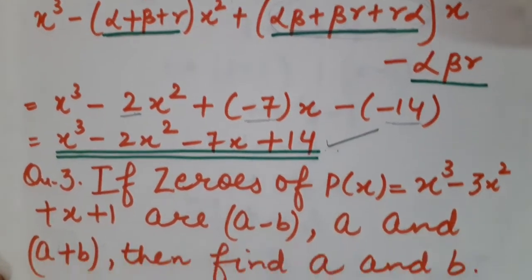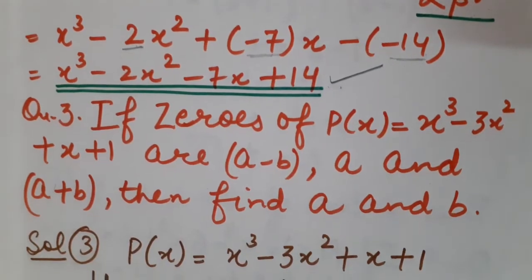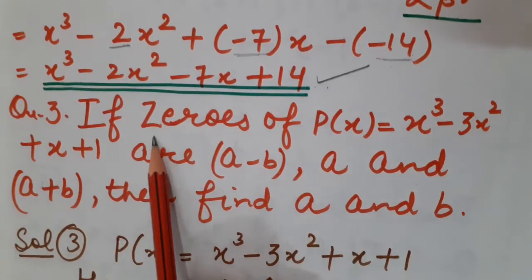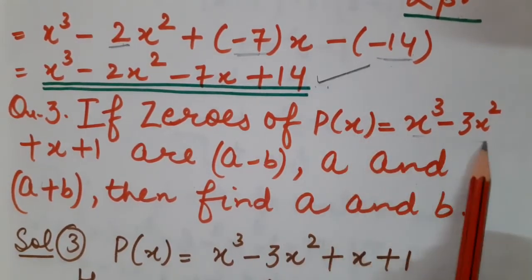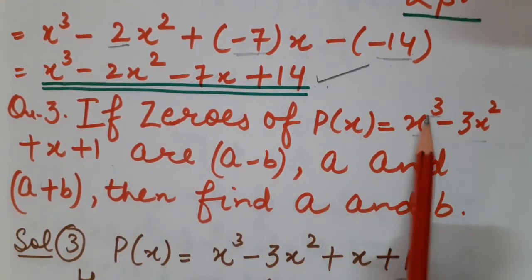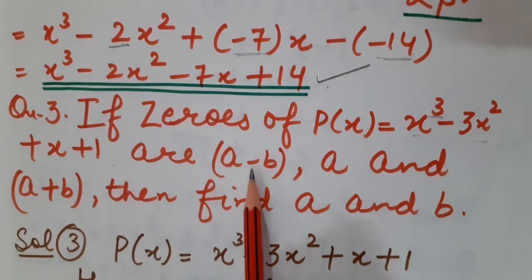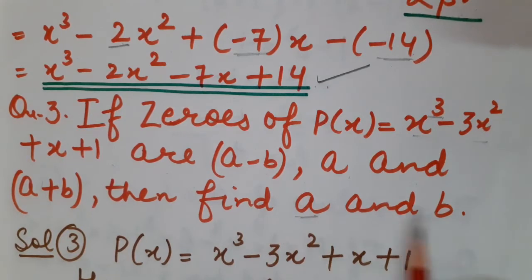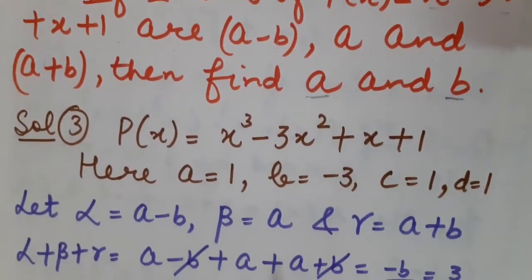Clear, children? Now children, I am going to take question number 3 of the optional exercise. What you have to do in it? If the zeros of p(x), a cubic polynomial, you can see here the highest power is 3, are a minus b, a and a plus b, you have to simply tell the values of a and b. So what is to be done, children, for this?